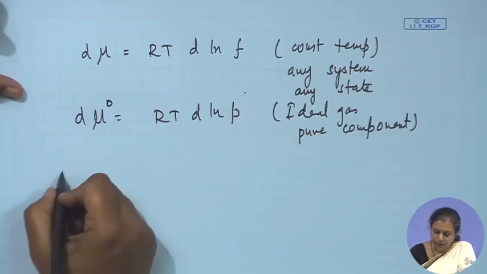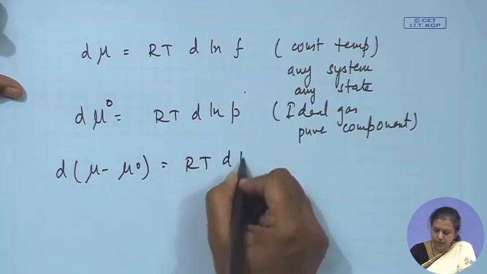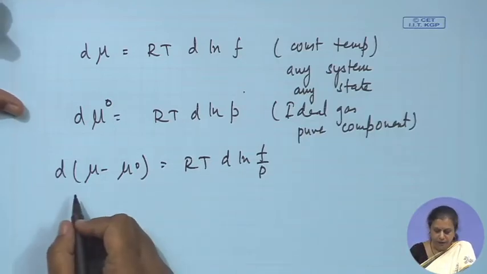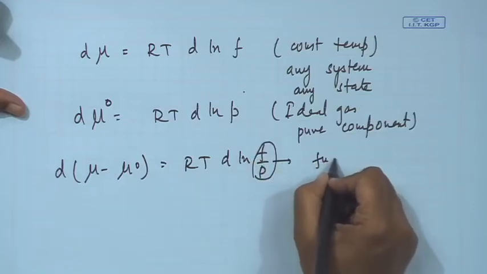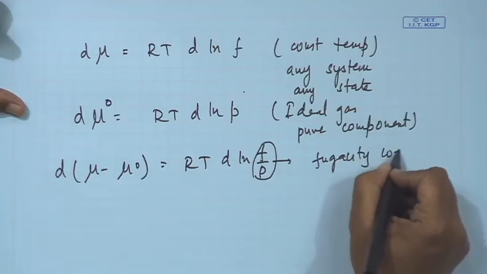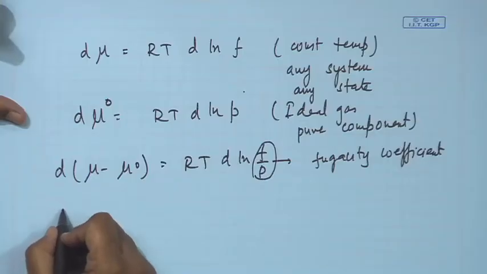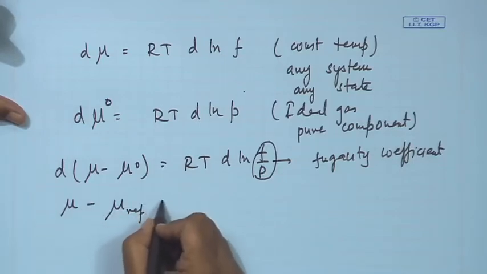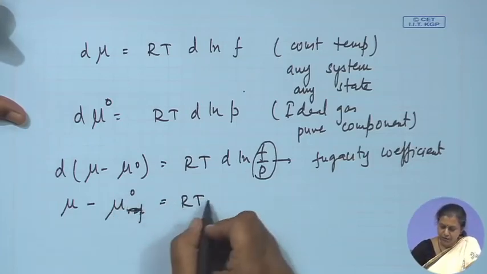So, therefore, usually we find d(μ minus μ0) is equal to RT d ln (f by P). Now, from there we found that this particular quantity is known as the fugacity coefficient. We also found that if we have to move from one state to the other, suppose I move from one particular state μ to some other reference state.